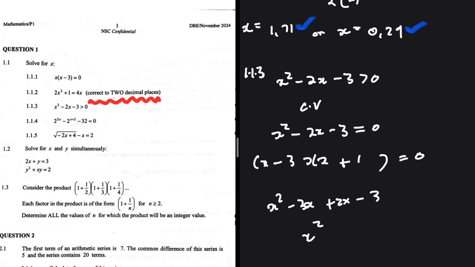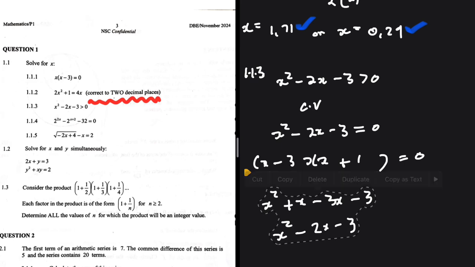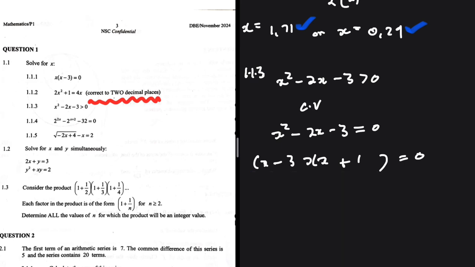actually, let me do that again. I know that this is how it looks when it's factorized. So x and x will give us x squared, and then we have plus x, and then we have minus 3x, and then we have minus 3. So this is going to be x squared minus 2x minus 3. Okay, so I've done that in the correct way. So these are the critical values. x is equal to 3 or x is equal to minus 1.